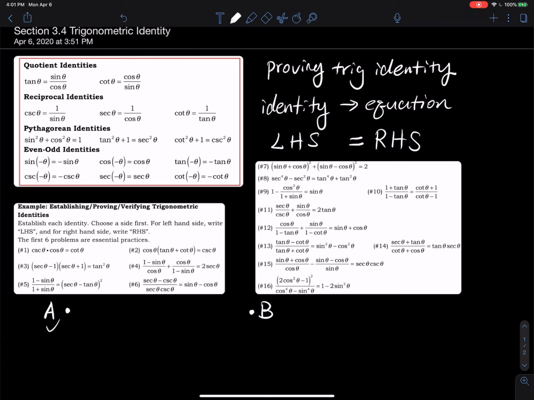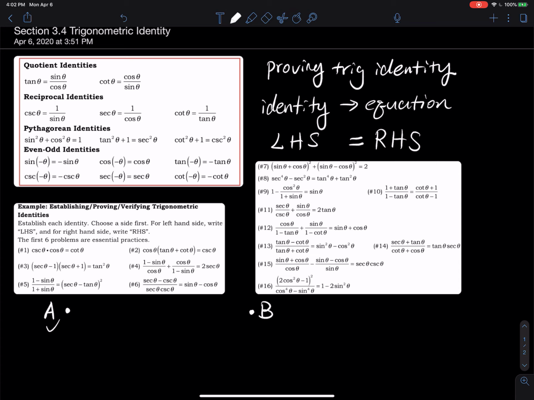And then for the even odd identities, the easiest way to memorize this is I know that cosine and secant are even functions. That means if you put a negative in front of the theta, the negative can be removed. So you put a negative in front of the cosine, and the negative can be removed. But what about odd? For sine, tangent, cosecant, and cotangent, if you put a negative in front of theta in the parenthesis, that produces a negative in front of the entire function. So that is odd and even.